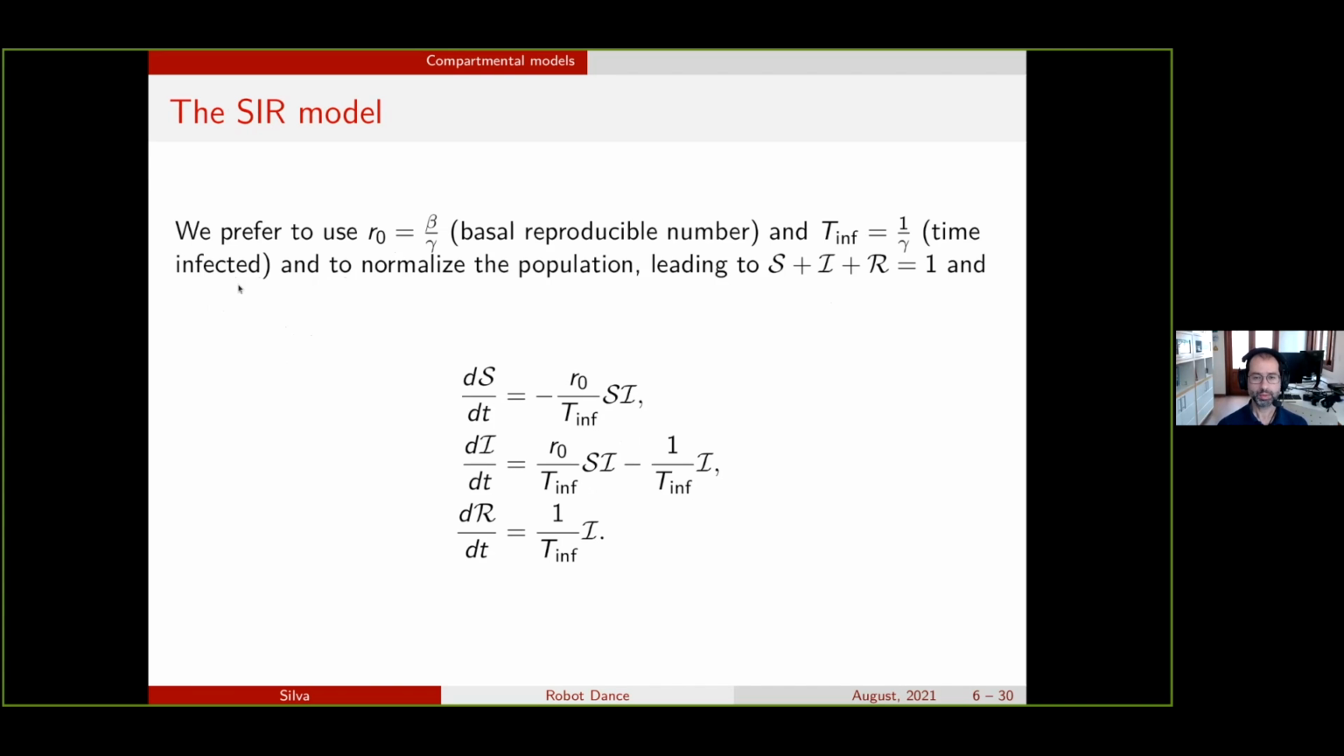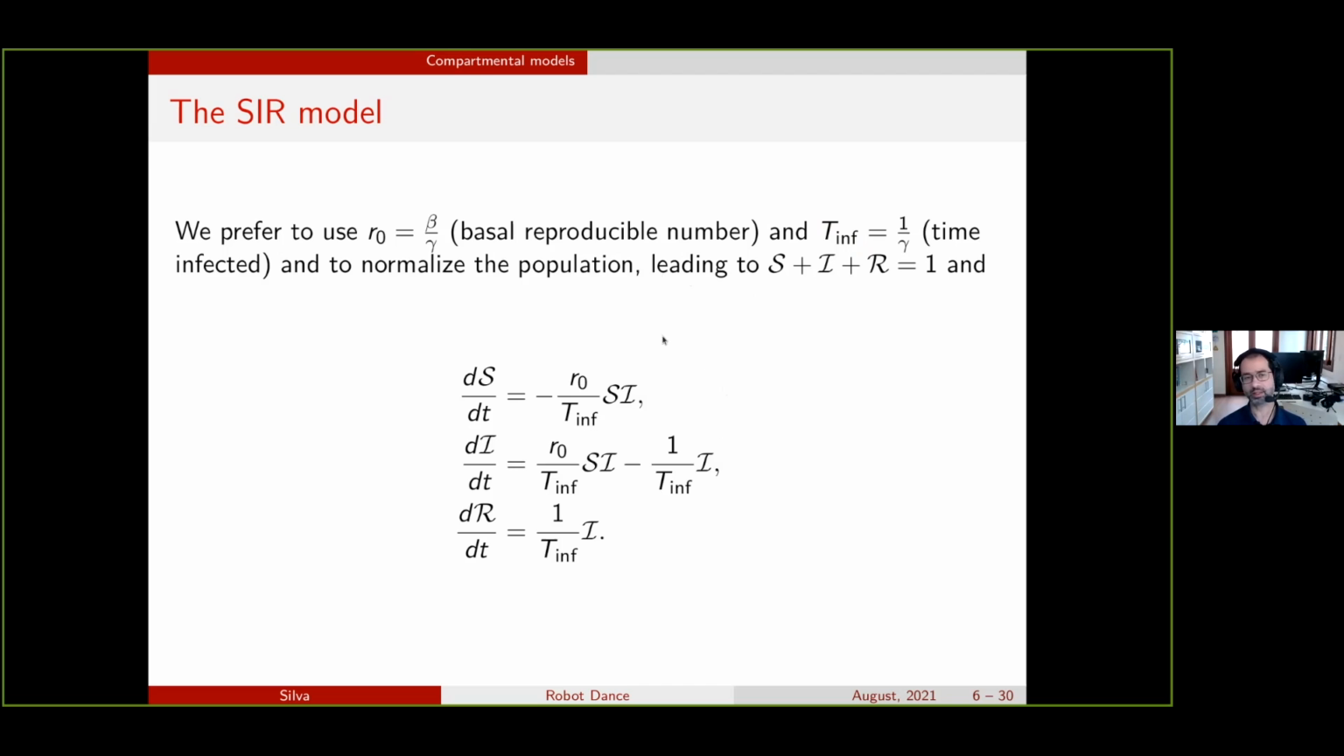In what sense? In the sense that you can add extra states to model different stages with respect to the disease. Before doing that, one of the things that we usually do is that we rewrite the equations, changing the notation a little bit. So we create a parameter which is called R naught, which is basically beta divided by gamma. And it's called the basic reproduction number.